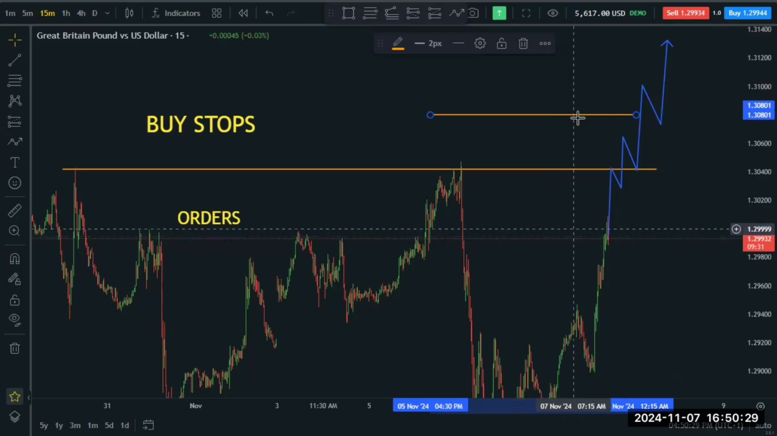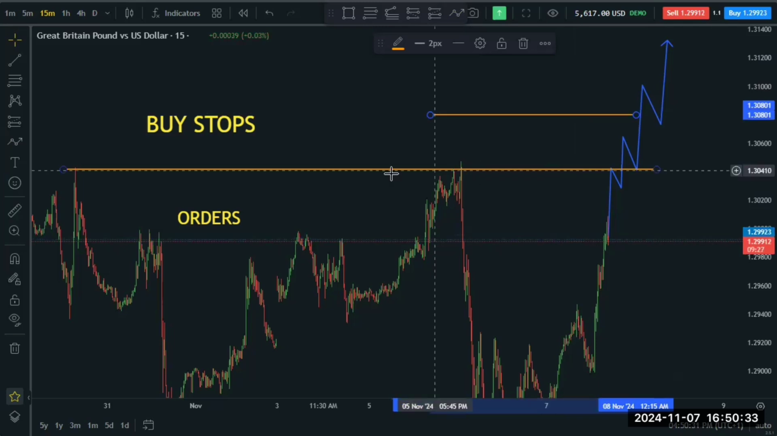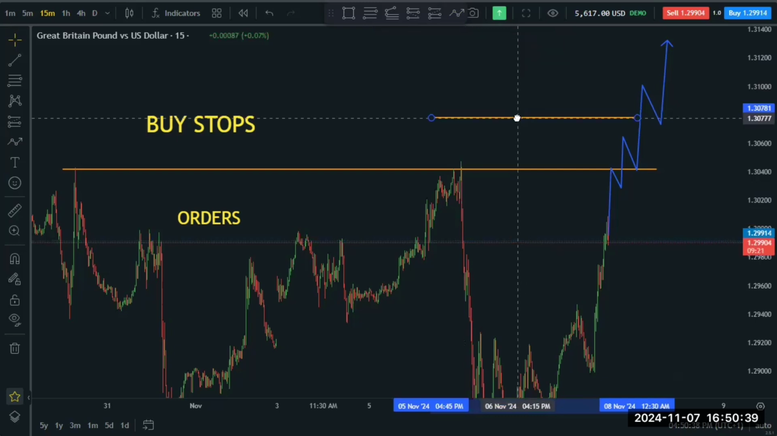Now, it must not be that easy. You make use of a reference point, like this resistance point that we are seeing. But so far, any point above where the current price is, you can place your buy stop order.